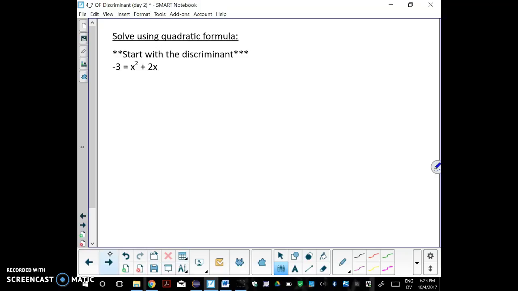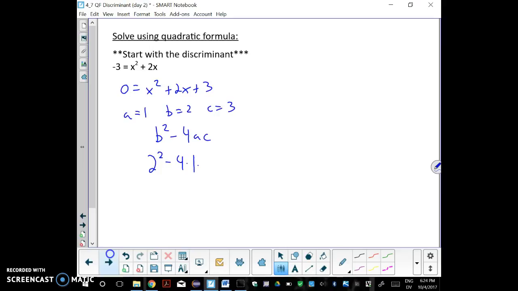All right, back with you. So hopefully you found that this one, I believe, has no solutions. We could get 0 on one side. You still want to do that, and then do A, B, and C. We're going to start with just the b squared minus 4ac, the discriminant, to see if we have any answers. So we end up with 4 minus 12.